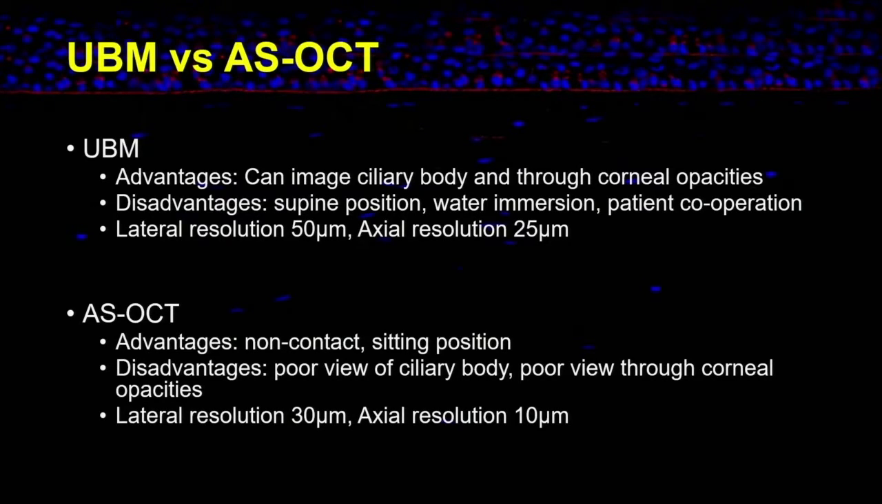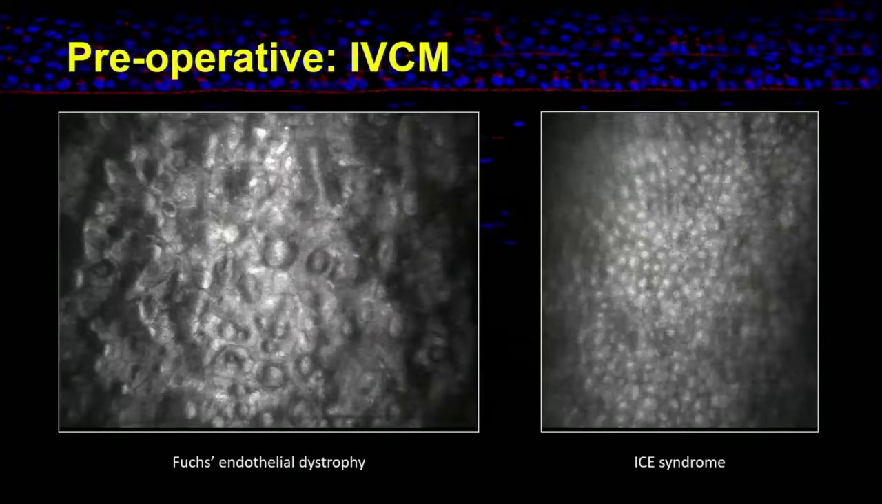Anterior segment OCT has the advantages in that it's non-contact and you can image the patient in the sitting position, but it's not very good for imaging the ciliary body and it doesn't give a good view through corneal opacities. In vivo confocal microscopy can be helpful preoperatively when looking at endothelial disease, and so it's useful for differentiating between bullous keratopathy, Fuchs endothelial dystrophy, or ICE syndrome.